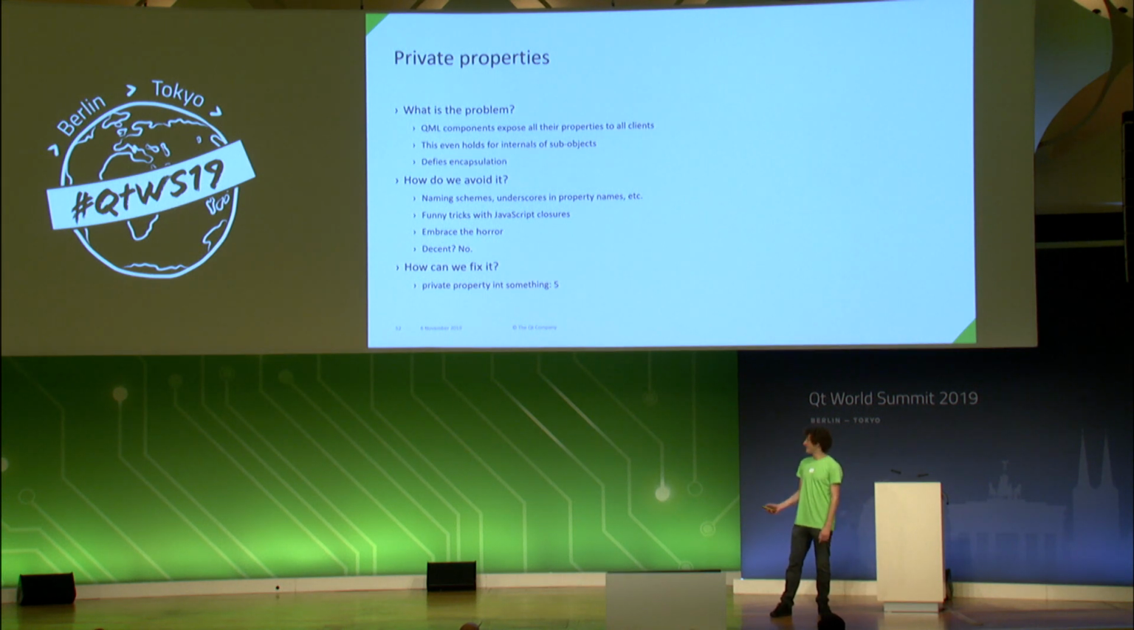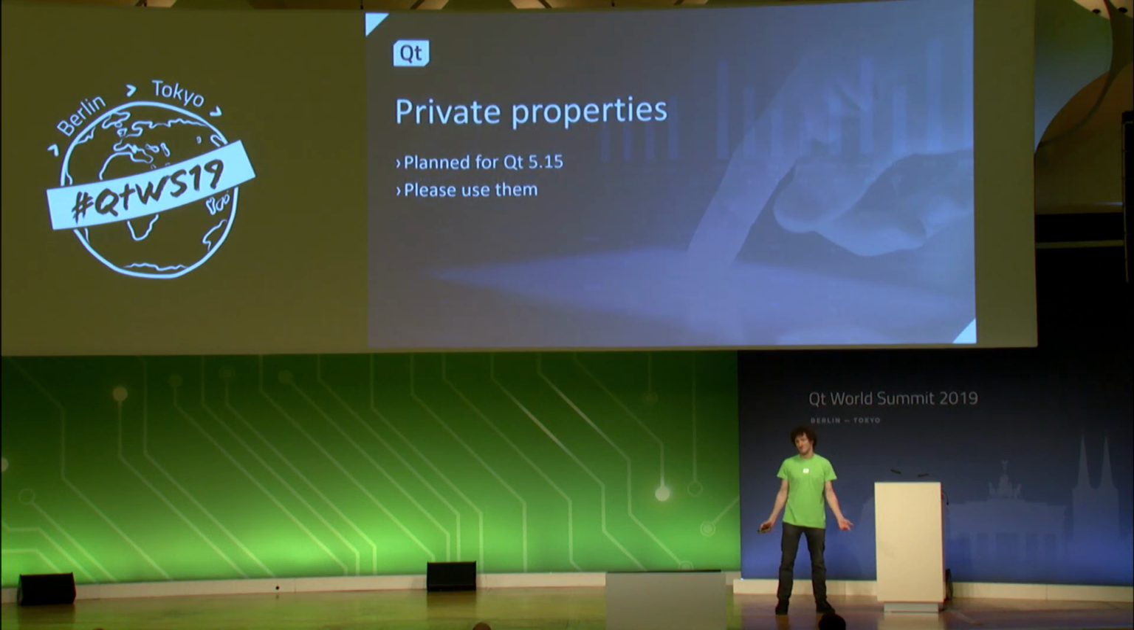How can we fix it? It's actually rather simple. We just add a private modifier to properties. And suddenly, we can prevent them from getting accessed from places where they shouldn't be accessed. Now, this is planned for Qt 5.15. Not there yet, but once it's there, please use it.